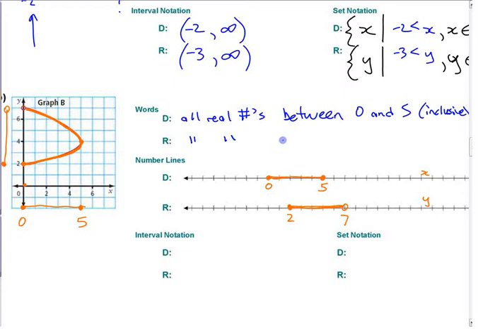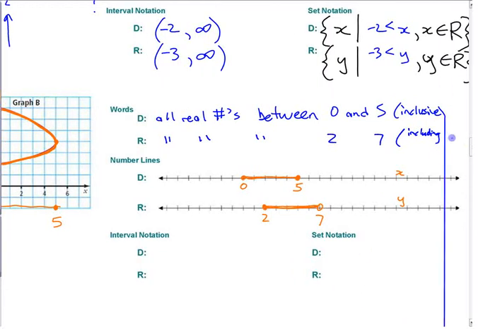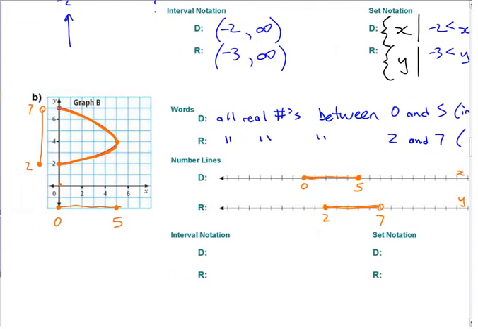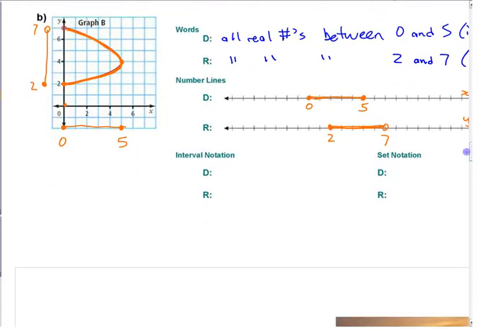You could say between 2 and 7. You could say including 2, but not 7 if you really want to. Okay? Including 2, but not 7. Or there's lots of different ways you could word that, however you want. Okay? Interval notation. I think you'll find this pretty easy once you get the hang of it.